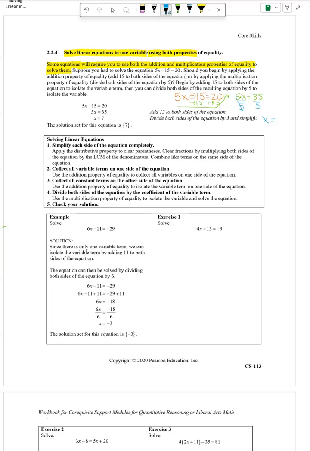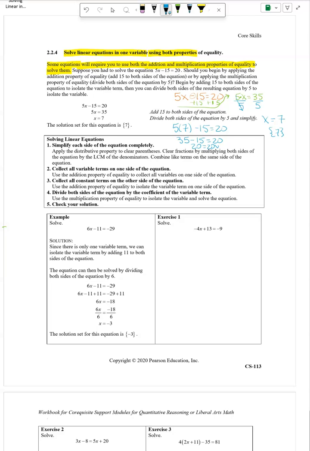5 goes into 35 7 times. And then we can check it: 5 times 7 minus 15 equals 20. 5 times 7 is 35, minus 15 equals 20, so 20 equals 20. That's good, so we can write it in our solution set and roll on. That's all of the thinking that went in. They skip a lot of steps, but that's how you do it.